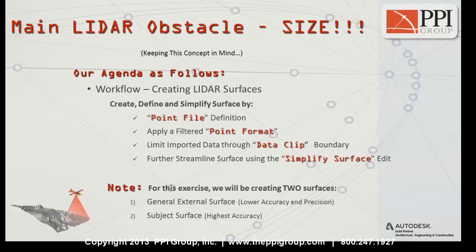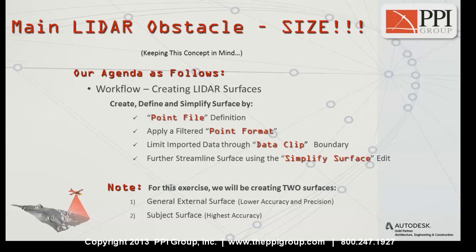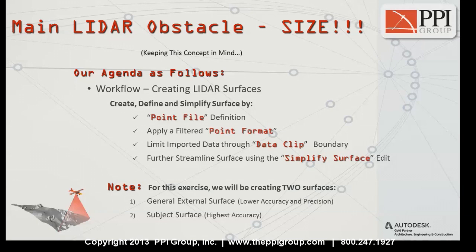And then when we have all of that, and I just want to make sure I have this bulleted out here, we're going to be creating two surfaces. The idea is we're going to create, as you can see there, a general external surface that is lower accuracy. And that's by design. It's going to save room in the drawing. And then we're going to create a second surface, which is our subject surface, and that's going to be very dense and very highly accurate.